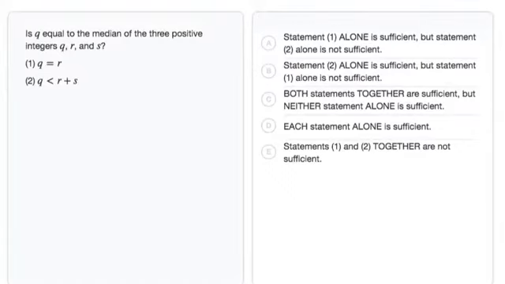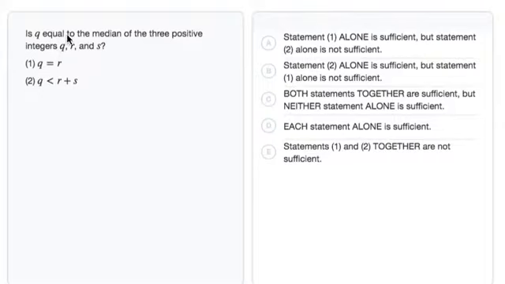To solve this data sufficiency question, we'll go ahead and consider each statement separately first and then together if needed. Before we go on to the statements, let's note that the median of 3 integers is the value of the middle integer when the integers are in numerical order.